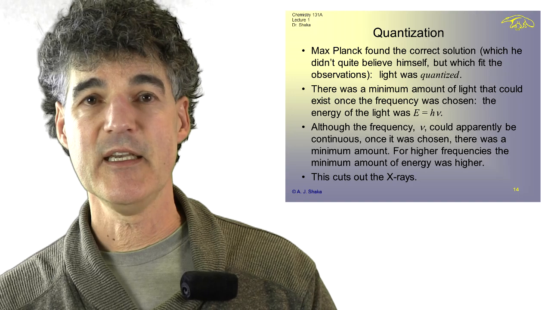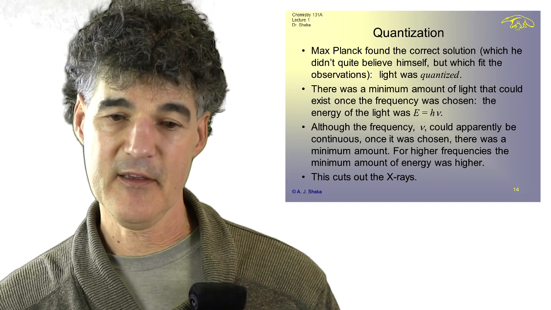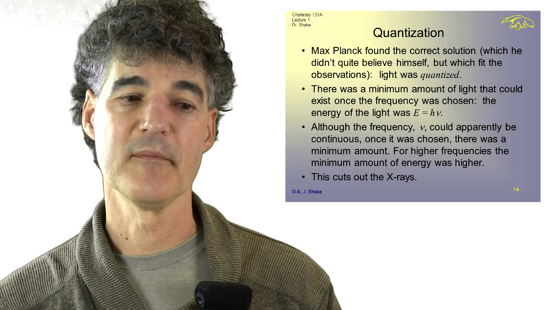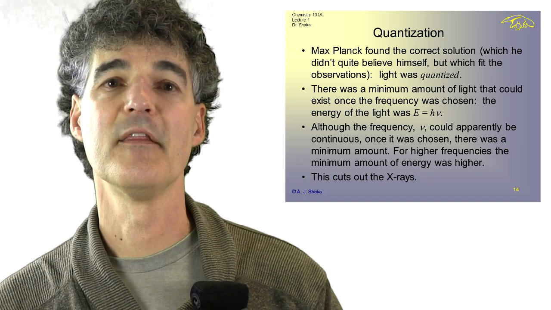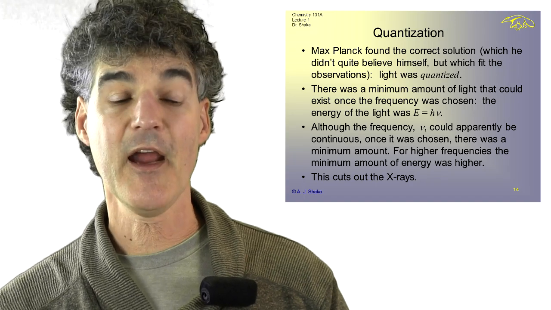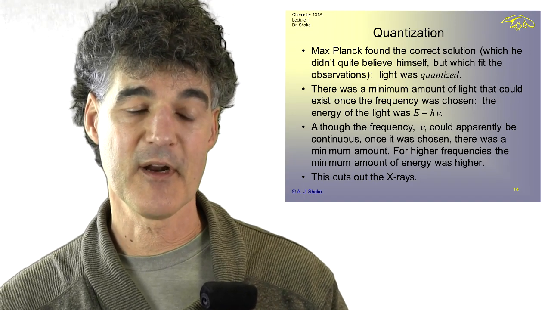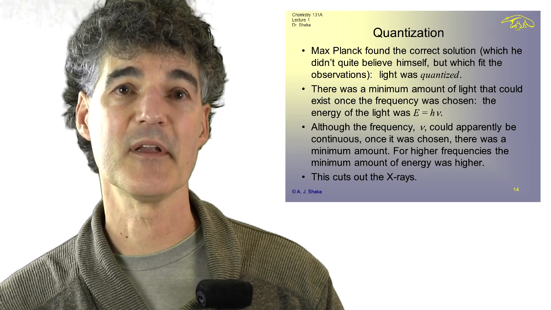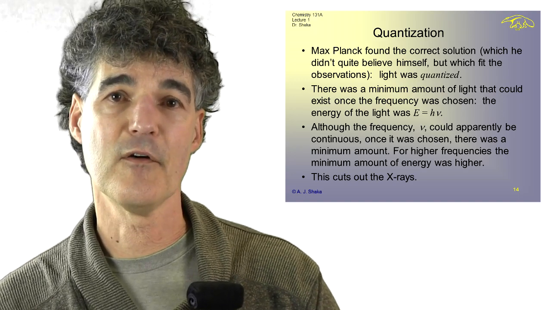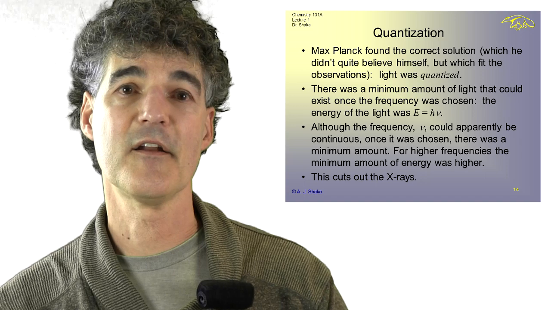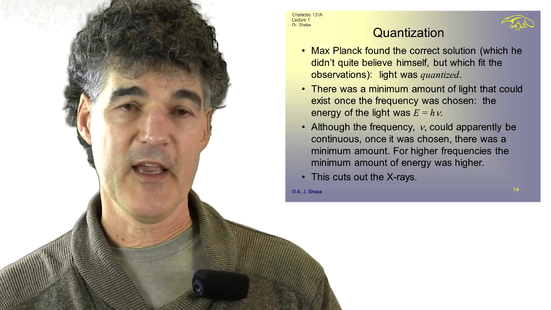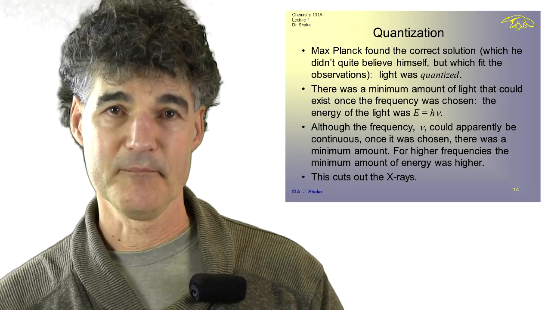So the frequency could apparently be continuous, anything you want. But once you choose it, then there's a minimum amount. And if you don't have the minimum amount, there's no light. And since the minimum amount depends on the frequency, higher frequencies, if there's not enough energy around, can't have the minimum amount to make a single particle or quantum of light, and therefore those frequencies get cut off. So that gets around this problem with the x-rays killing us if we open the oven.